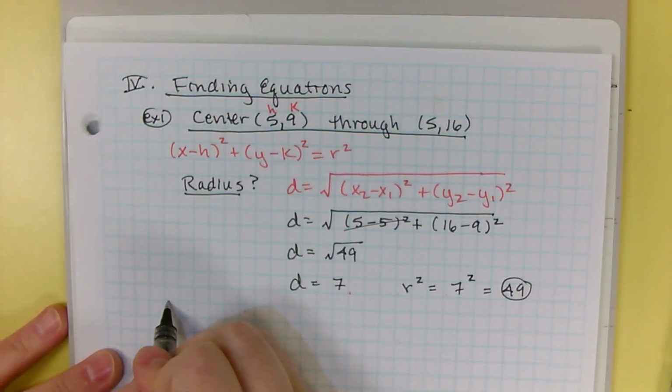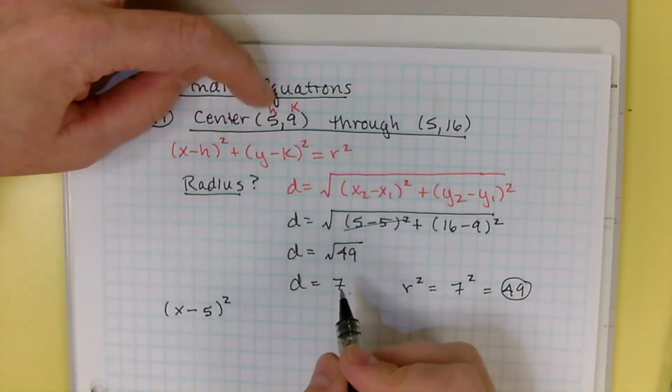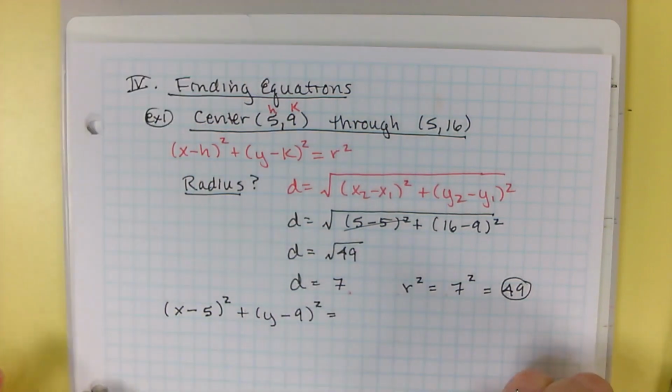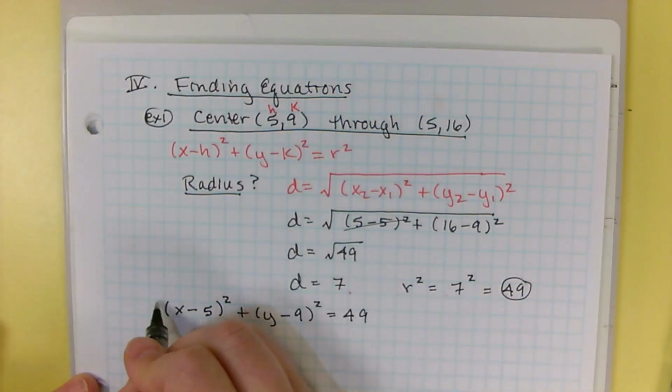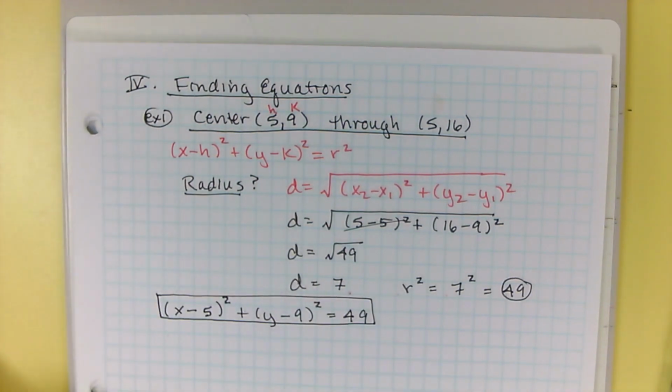Okay, let's put this stuff in. So (x minus 5) quantity squared, that's my h, plus (y minus 9) quantity squared, equals r squared, which is 49. And we have our equation.